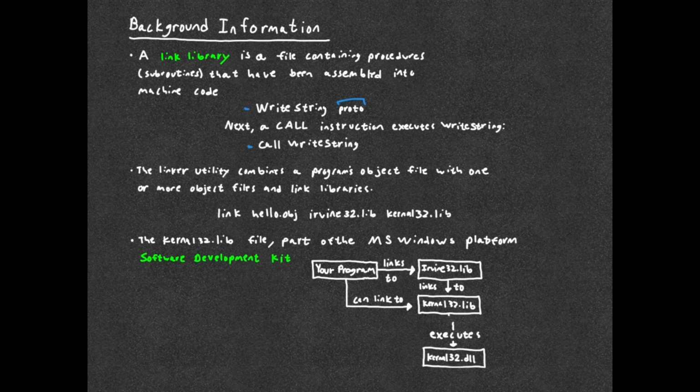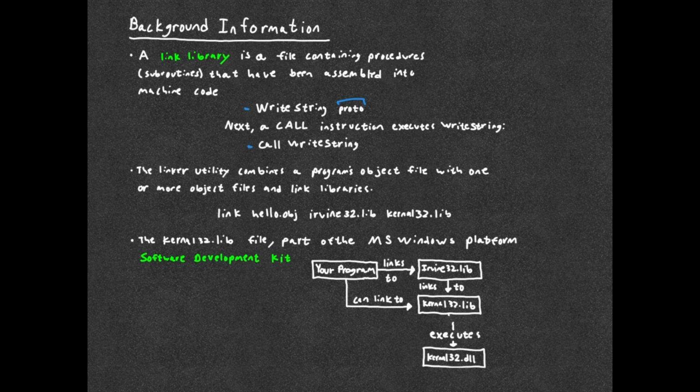When the program is assembled, the assembler leaves the target address of the call instruction blank, knowing that it'll be filled in by the linker. The linker looks for writeString in the link library and copies the appropriate machine instructions from the library into the program's executable file. In addition, it inserts writeString's address into the call instruction. If a procedure you're calling is not in the link library, the linker issues an error message and does not generate an executable file.